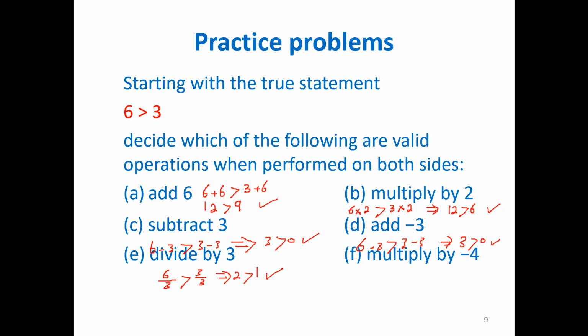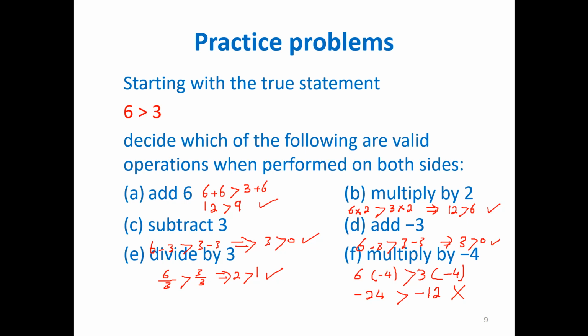How about multiplying by a negative number? Let's see. Multiply 6 by minus 4, and the right side multiplied by minus 4. So what we will have, we have minus 24 greater than minus 12. Well, this is not a right statement. This is a wrong statement. Why? Because minus 24 is not greater than minus 12. Minus 24 is less than minus 12.